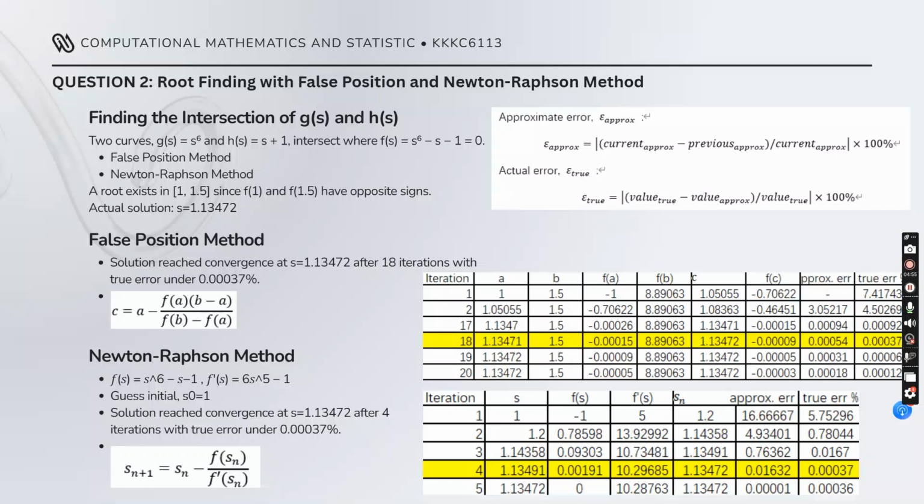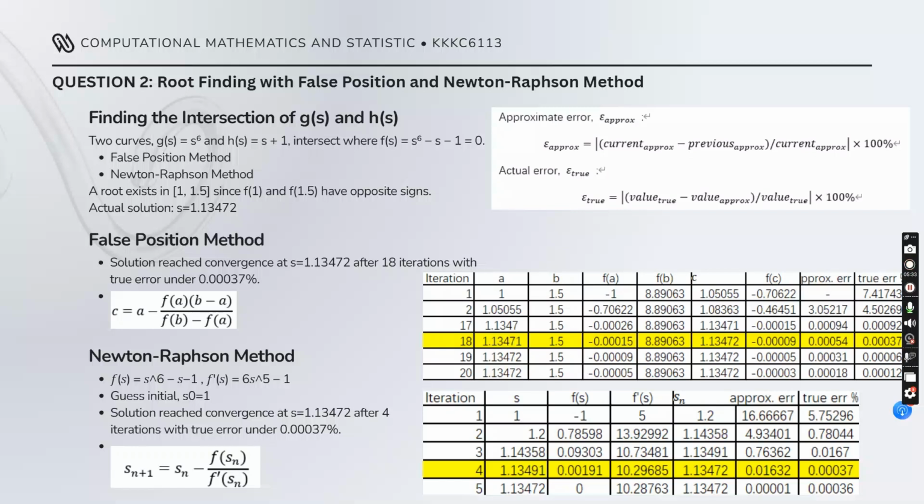Before applying the false position method, I evaluate the function at both endpoints. Since the function values have opposite signs, this confirms that a root exists within the interval. The false position method estimates the root by drawing a straight line between the two endpoints and calculating where that line intersects the horizontal axis. After each iteration, one endpoint is replaced depending on the sign of the new function value, while the other endpoint remains unchanged. This process gradually narrows the interval containing the root.